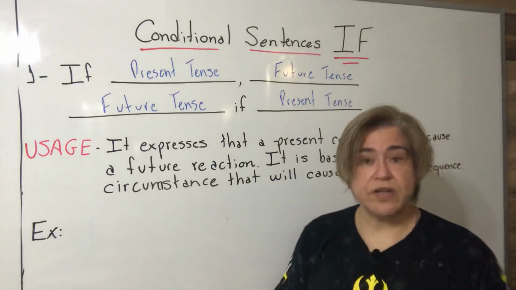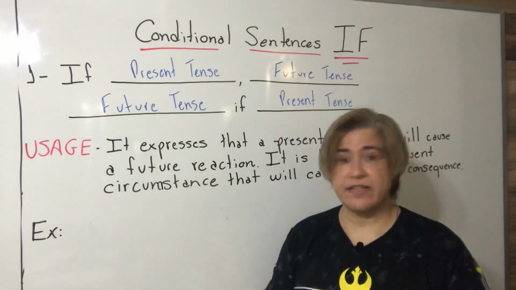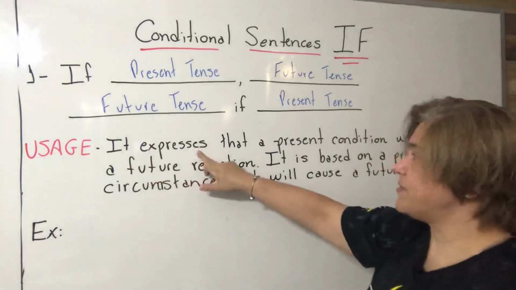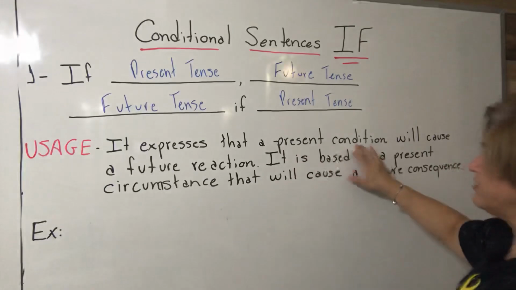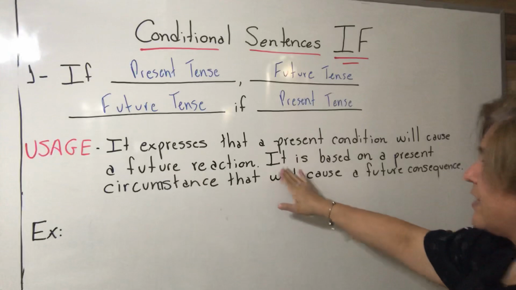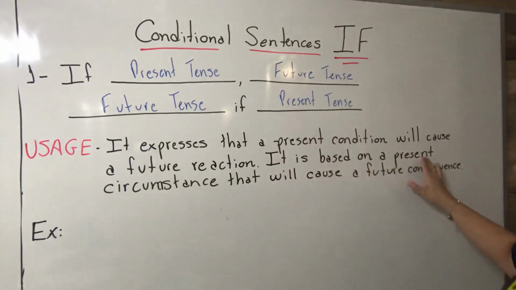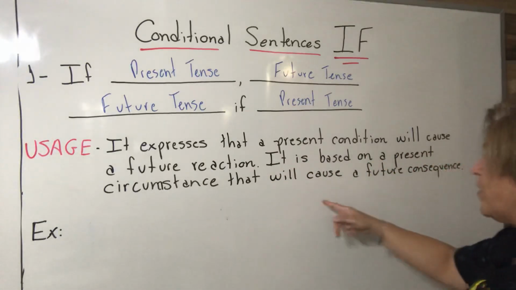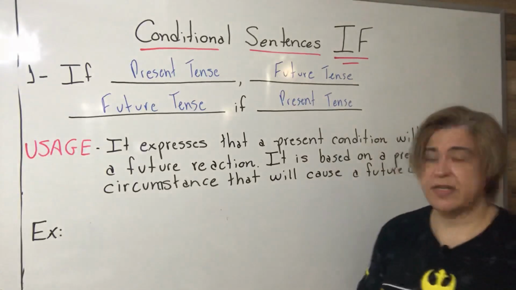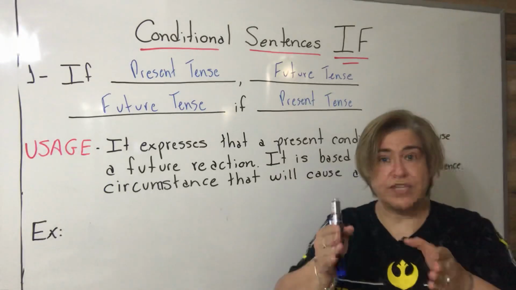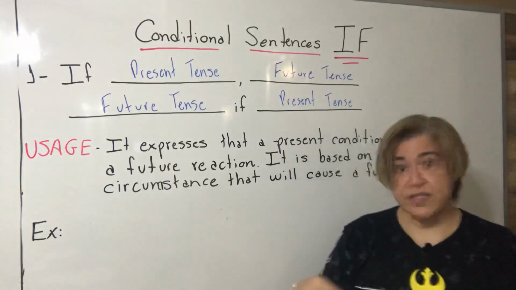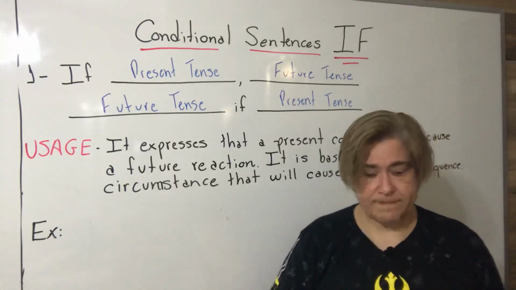If 0 is talking about facts, things that do not change, okay? If 1 expresses that a present condition will cause a future reaction. It is based on a present circumstance that will cause a future consequence. In other words, I'm going to give a condition to a person right now based on my present moment, and of course this condition will have a consequence.